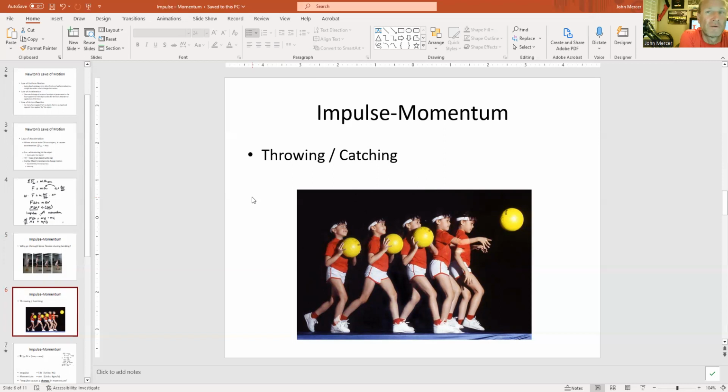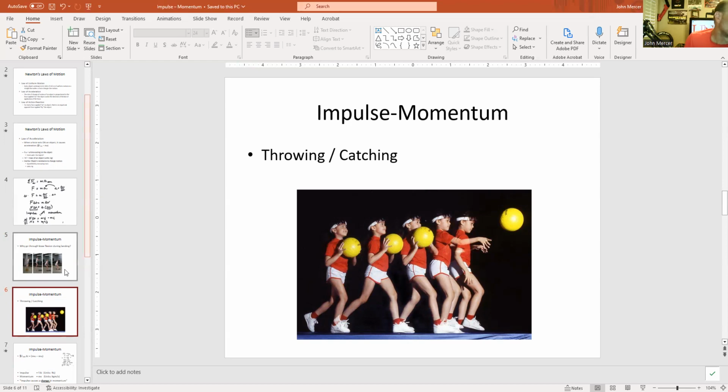Impulse is the force, the magnitude of force times how long it's being applied. And you can see here in this series of pictures that force is being applied to the ball over several frames of this image. The longer that force is being applied, the greater change in momentum that ball is going to have, because F delta T equals delta MV.